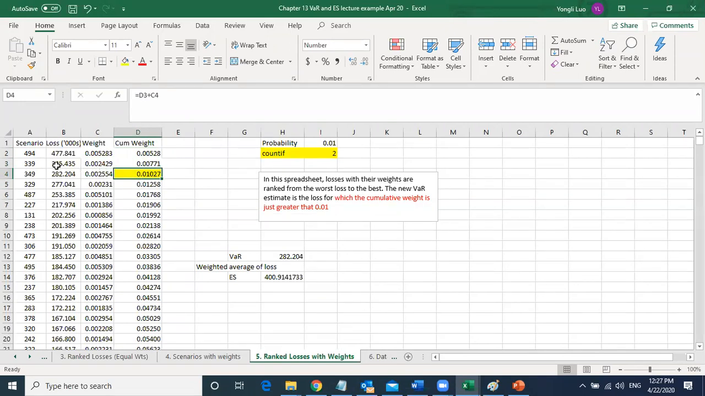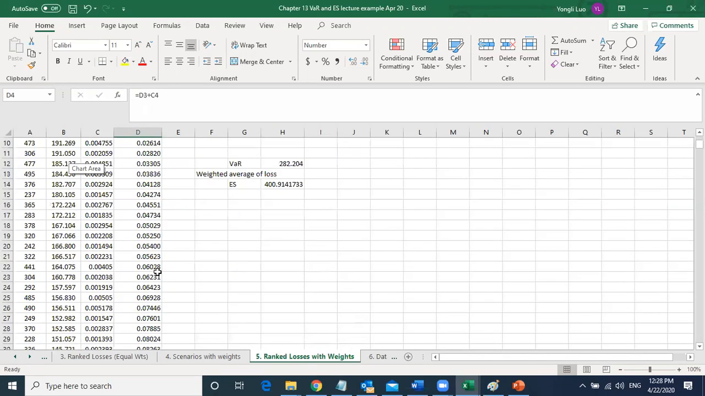The first thing you want to do is sort all the scenarios from the biggest to the smallest loss, to see their corresponding weights. So we have the weight for those particular cases. Then you calculate your cumulative weight, dragging all the way down until 500.